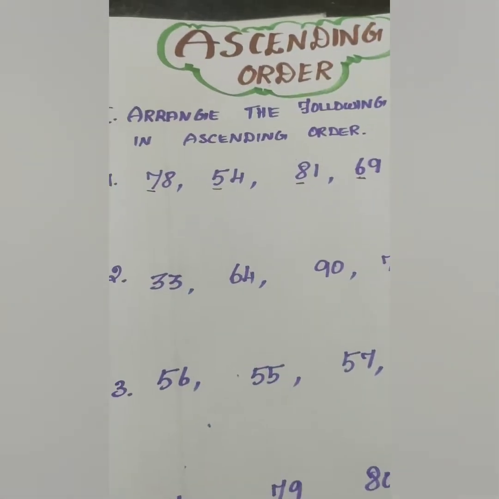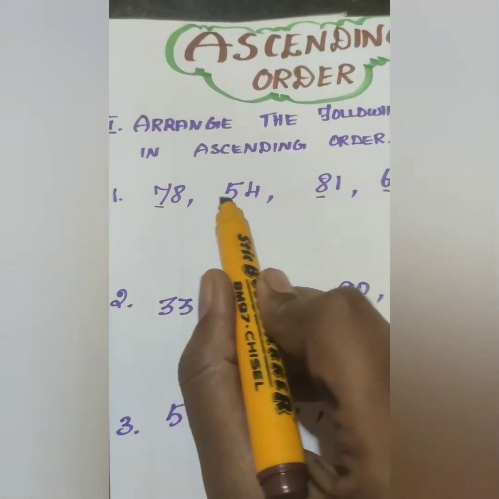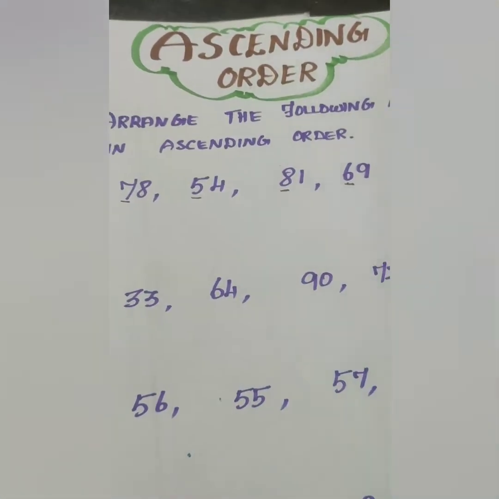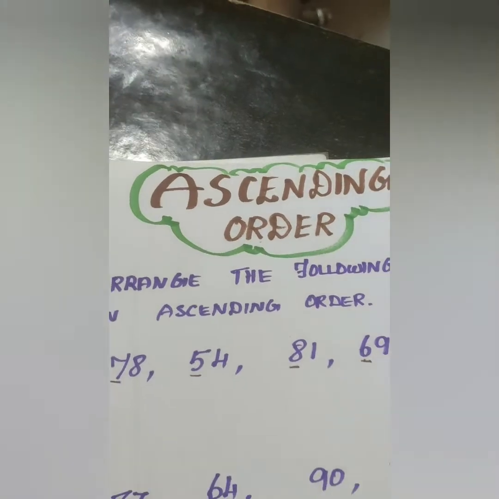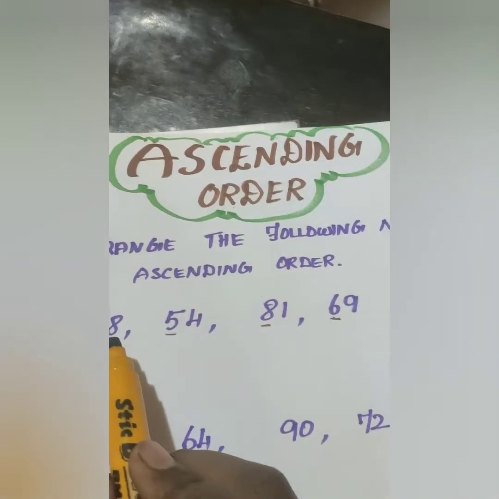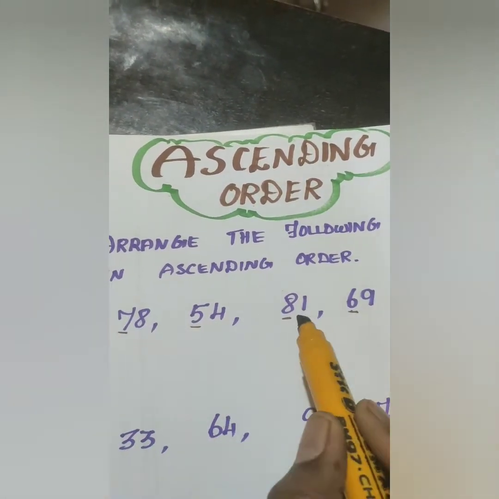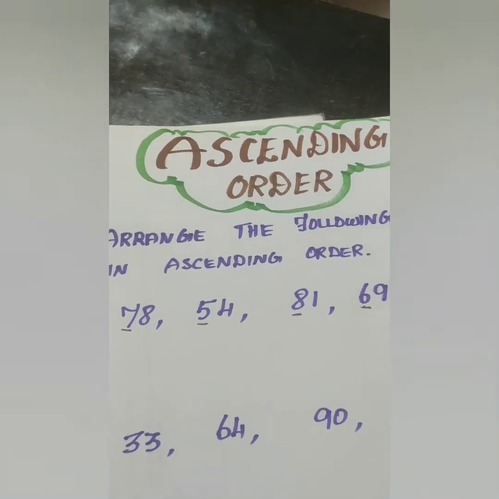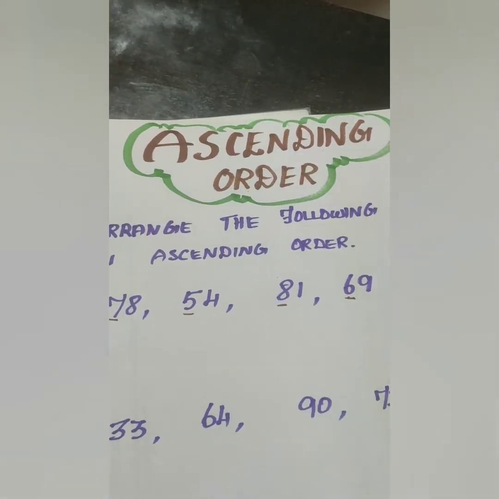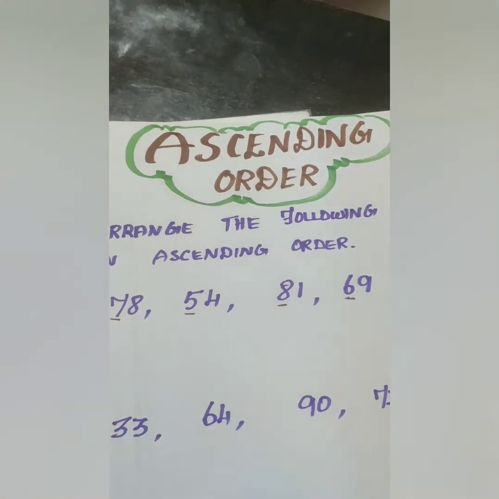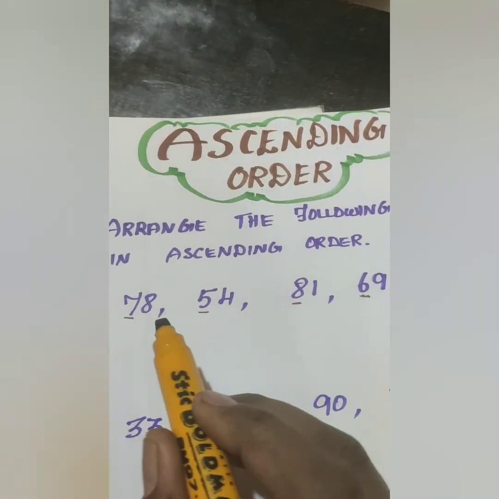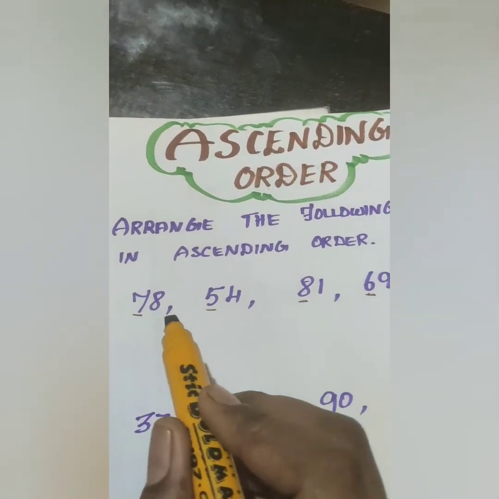Okay, so let us see that 78, 54, 81, 69 is the first sum. In the sum, the first numbers are 7, 5, 8, 9. These numbers alone we are going to compare. Okay children, can you all understand? Because these are 2-digit numbers, it is easy to understand how to compare this one.